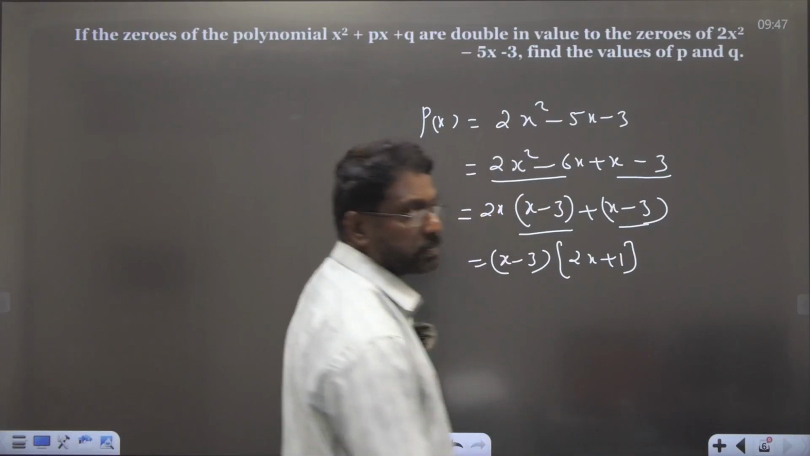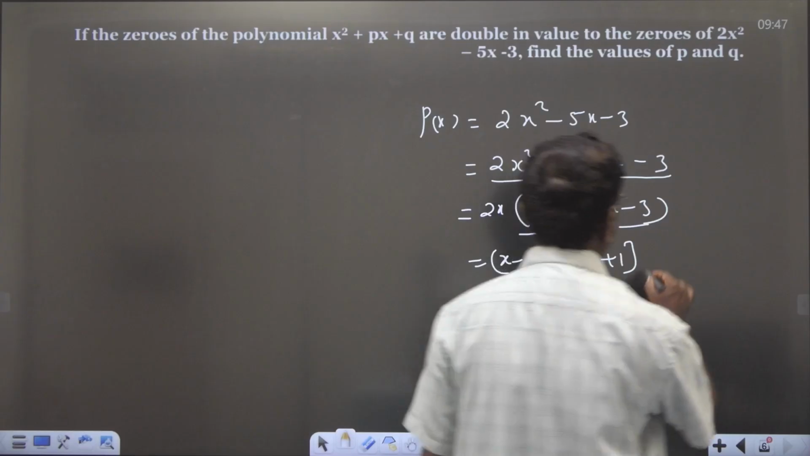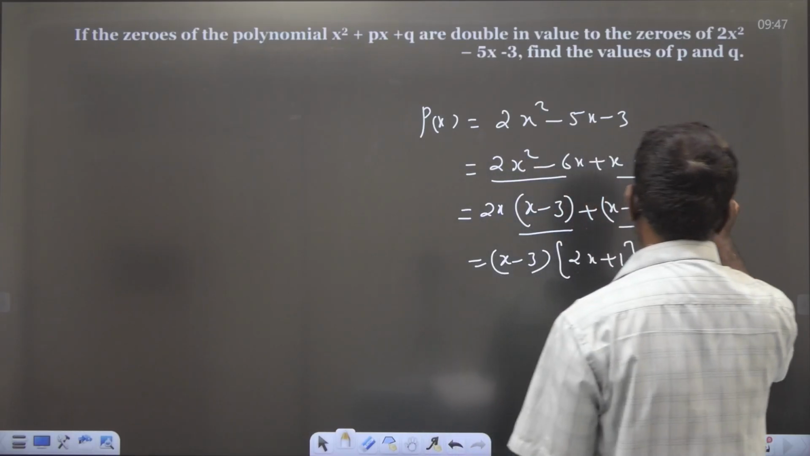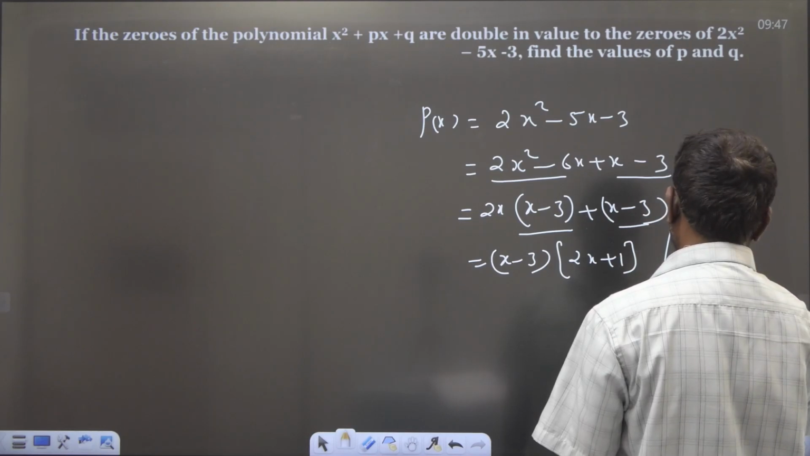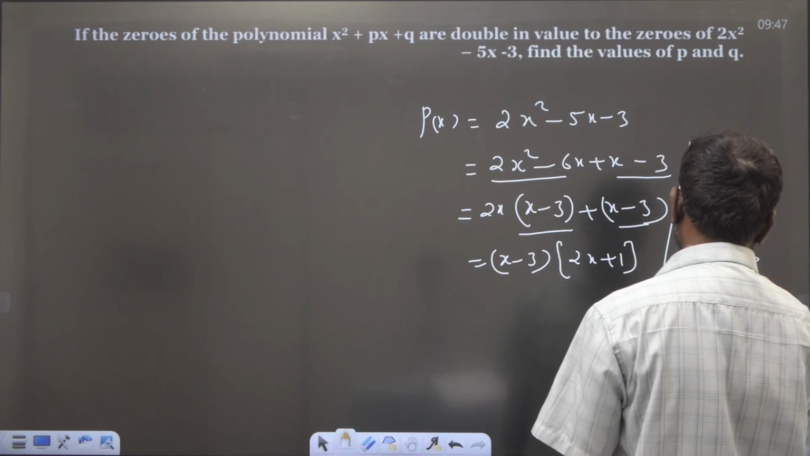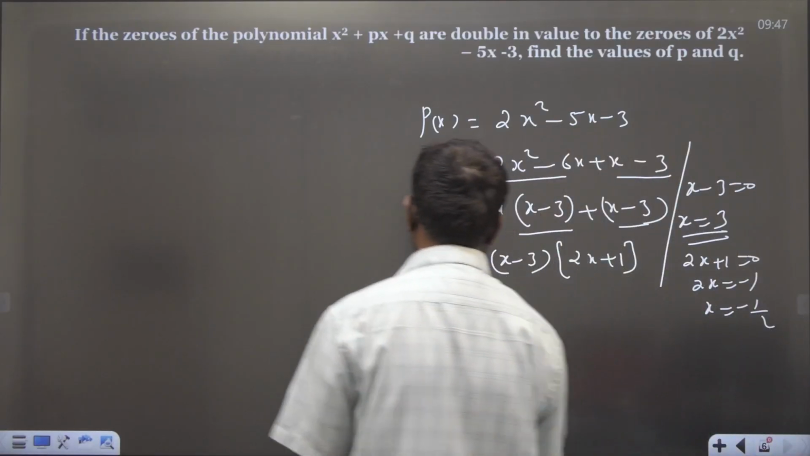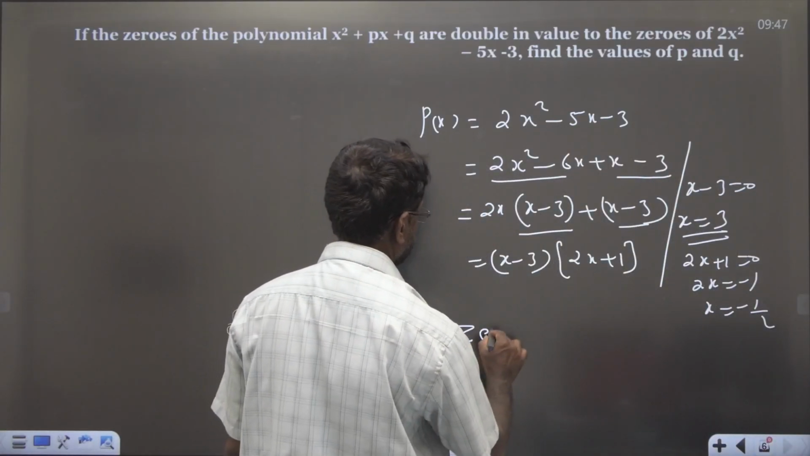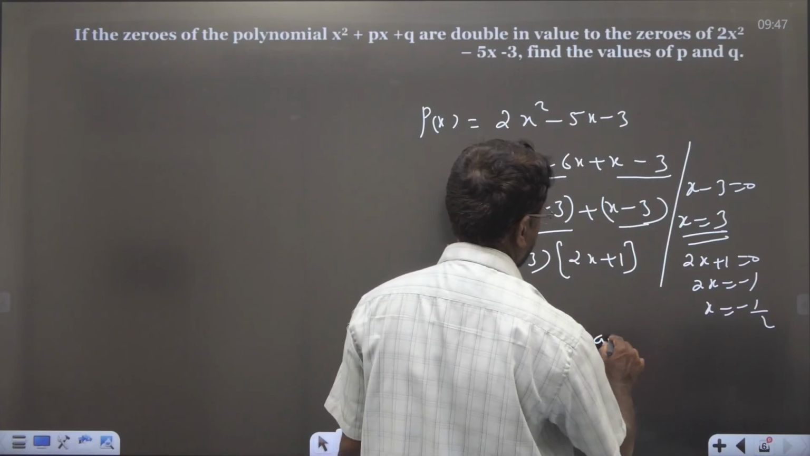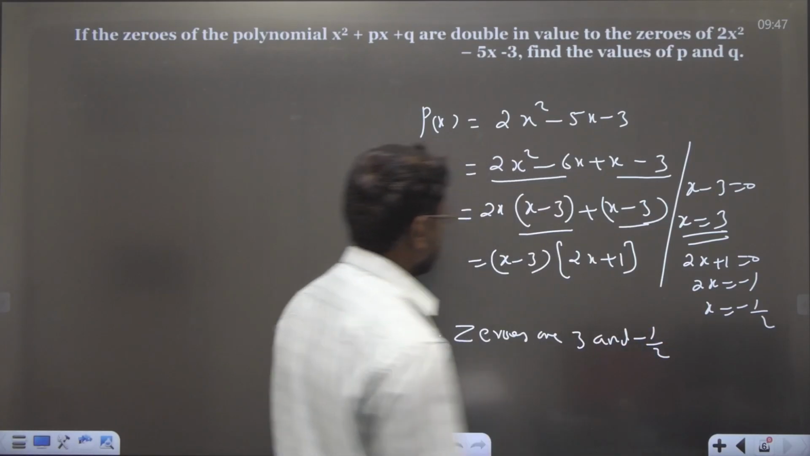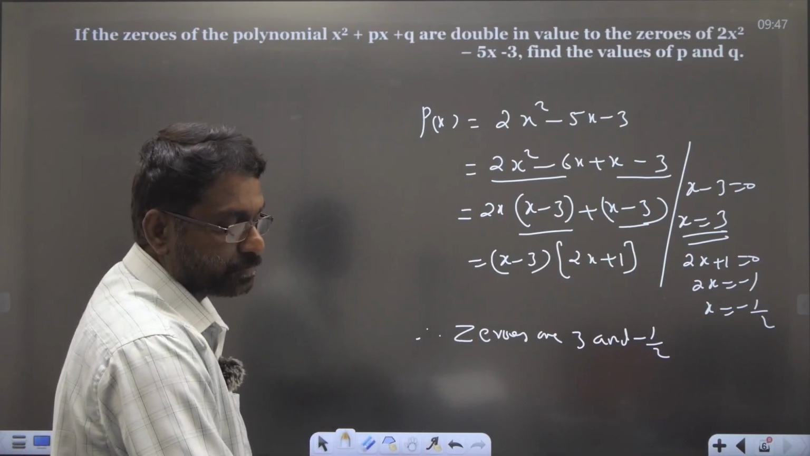How can we find the zeros? Equate this to 0. Take x minus 3 equal to 0, so x is equal to 3. And 2x plus 1 equal to 0, 2x is equal to minus 1, x is equal to minus 1 by 2. Therefore, the zeros are 3 and negative 1 by 2.